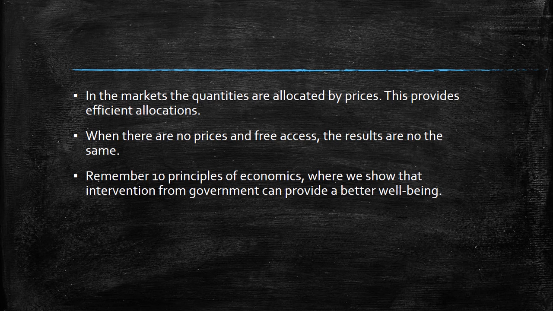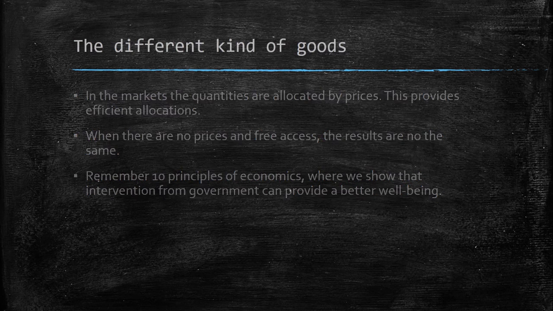When we saw in the first chapter of this book about the 10 principles of economics, we realized the role of the government, how government can take these results that are not efficient anymore and try to transform them in some way toward a better well-being for society.